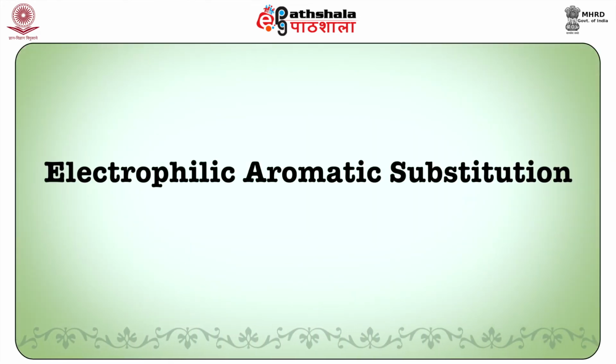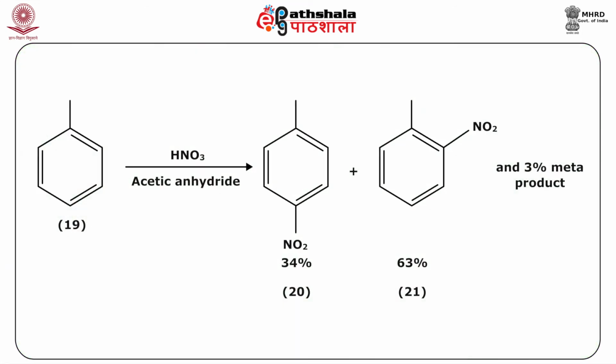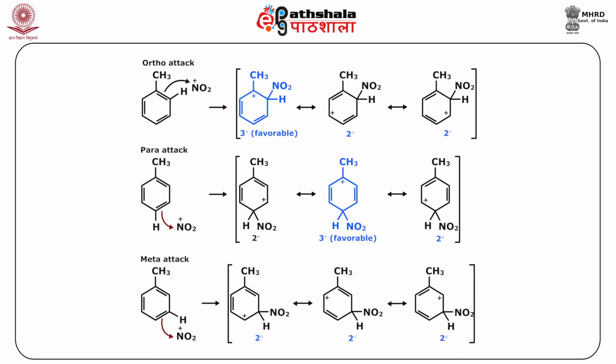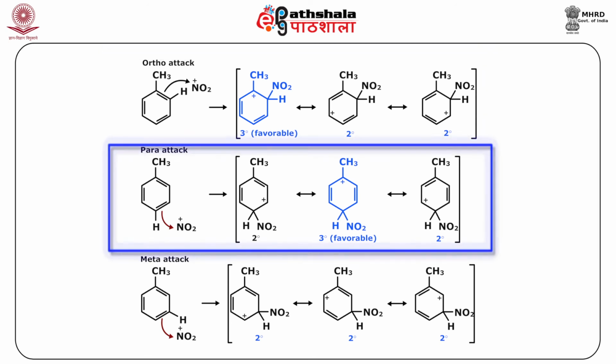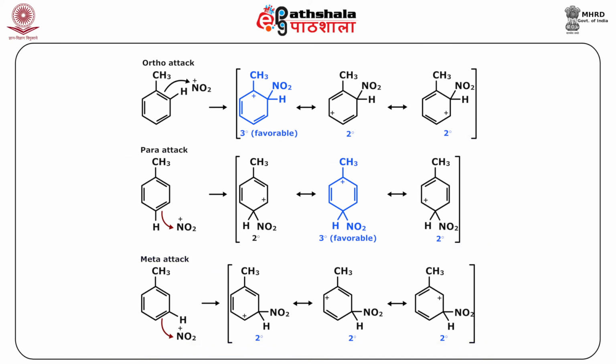Electrophilic aromatic substitution. Aromatic electrophilic substitution of toluene with nitric acid and acetic anhydride gives 1-methyl-4-nitrobenzene in 34% yield and 1-methyl-2-nitrobenzene in 63% yield. Since the electron donating groups are ring activators, they direct the incoming electrophiles to the ortho or para positions. This is a clear example of regioselectivity. The mechanistic details of the ortho, para and the meta attack are shown here in the given mechanisms.